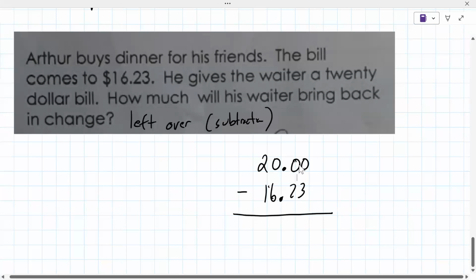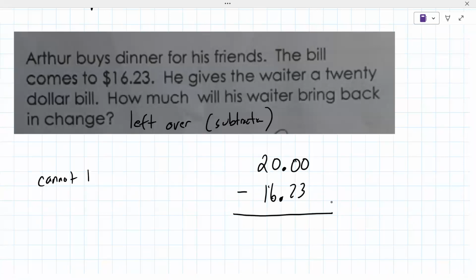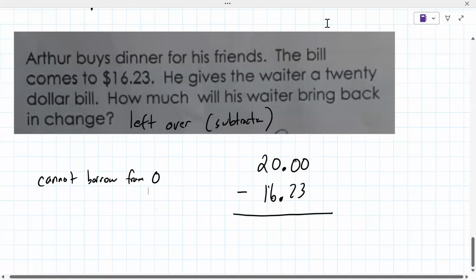There's nothing to borrow from. Turn that into a 9. Well, you will eventually. Can you borrow from this zero? Mm-hmm. No, you cannot borrow. You cannot borrow from zero. You can borrow from any number besides zero.